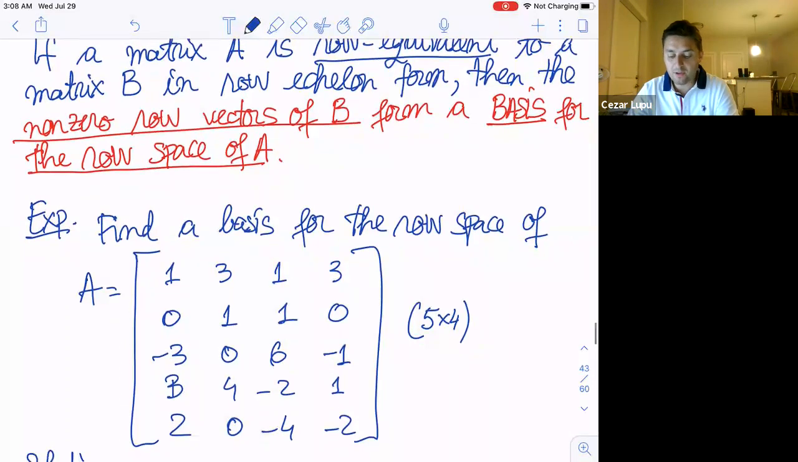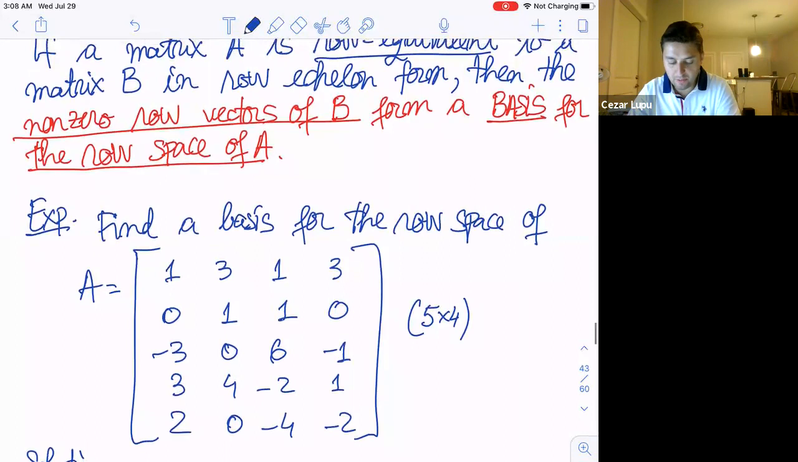We need to find a basis for the row space of this matrix. As you can see, it's a 5 by 4 matrix. It looks quite ugly, but not that ugly. I don't see any pattern with this matrix. It's a 5 by 4 matrix, and we need to find a basis for the row space of A.